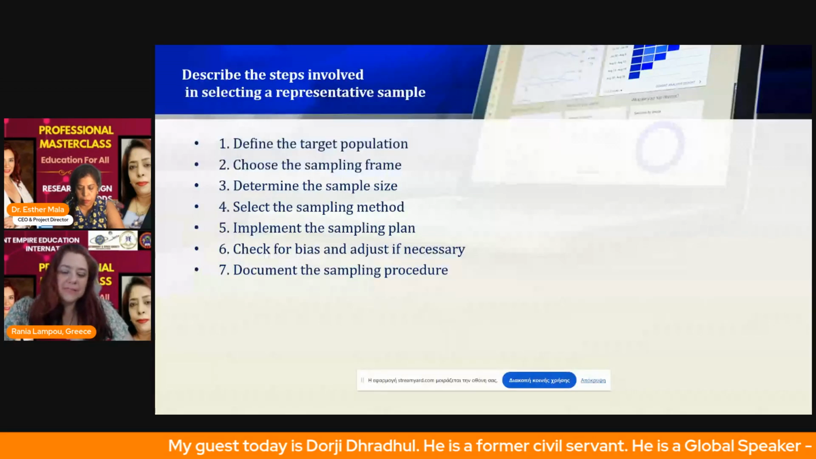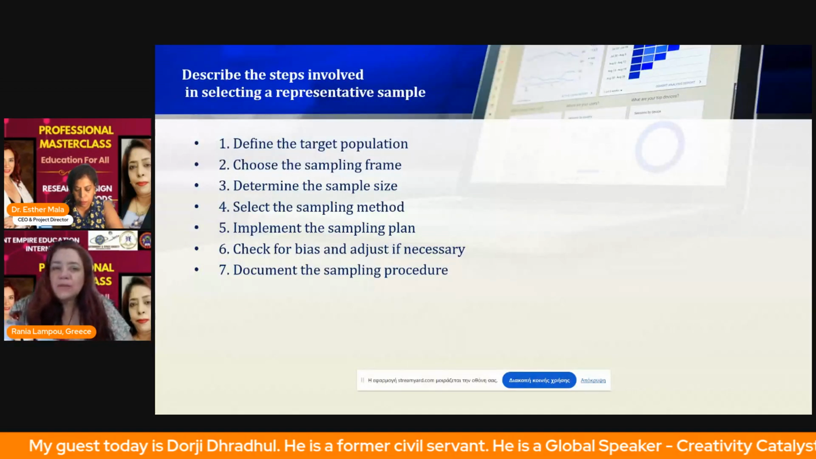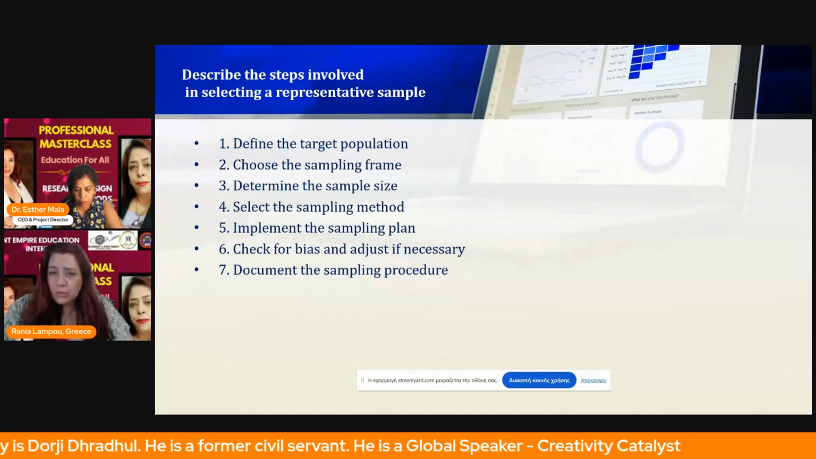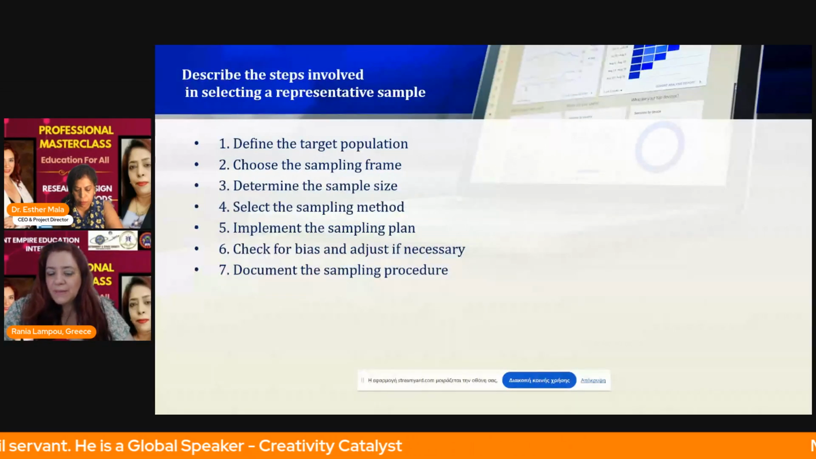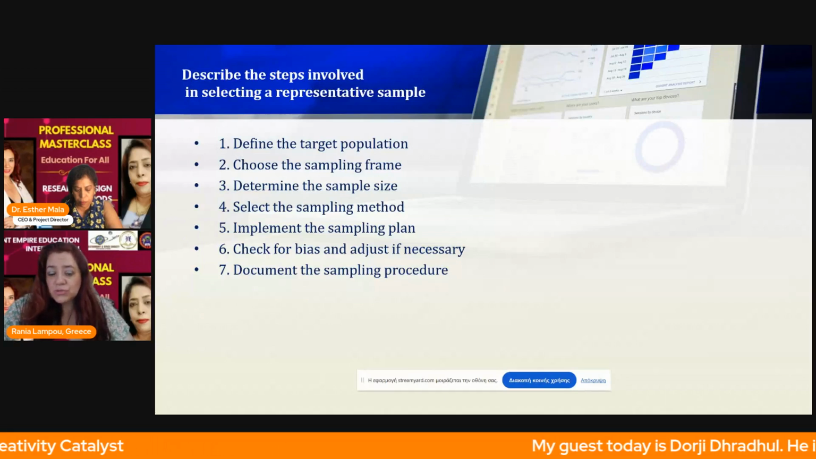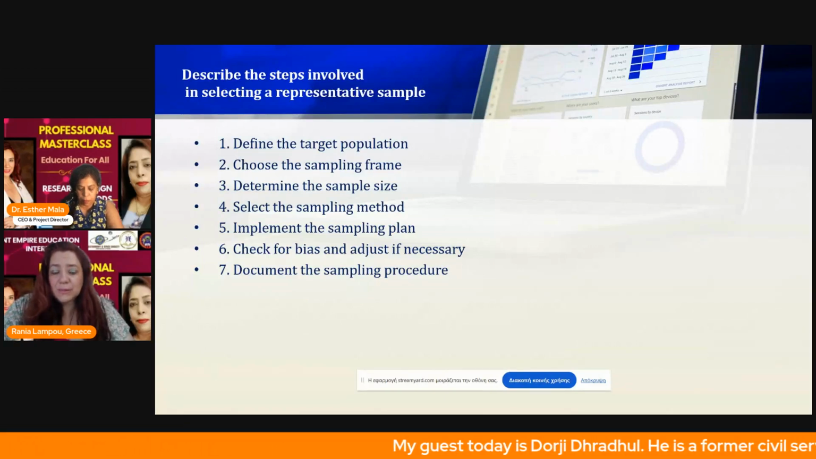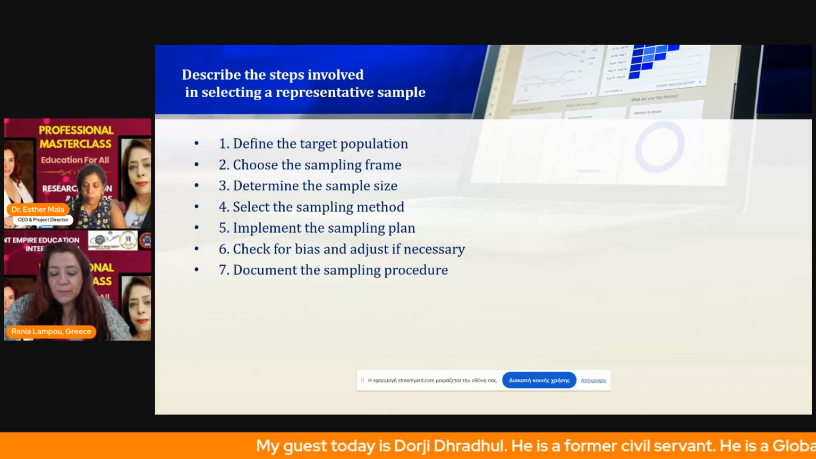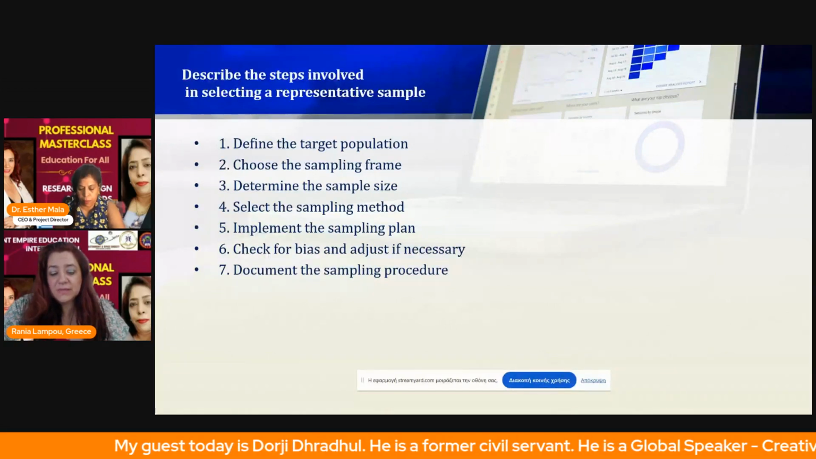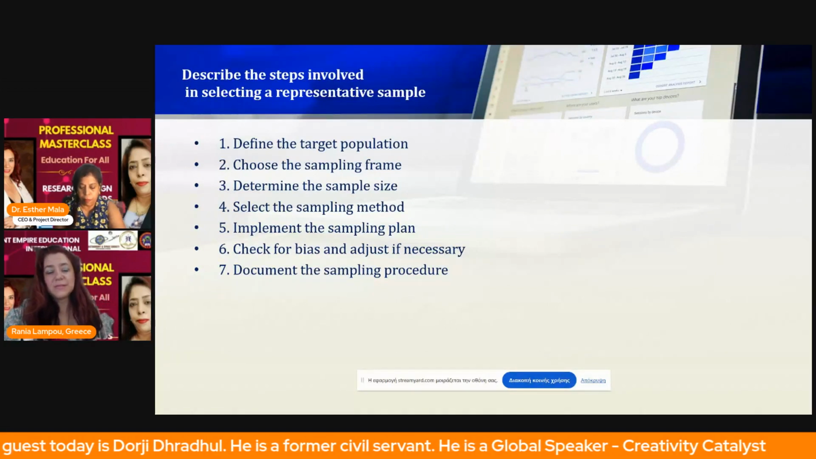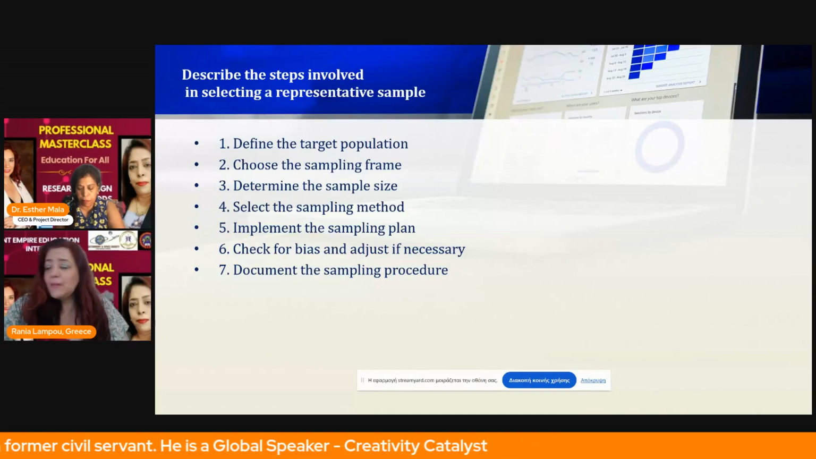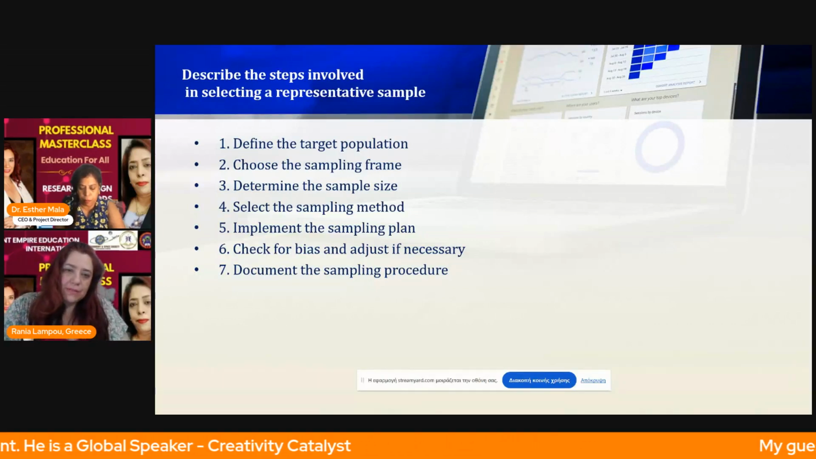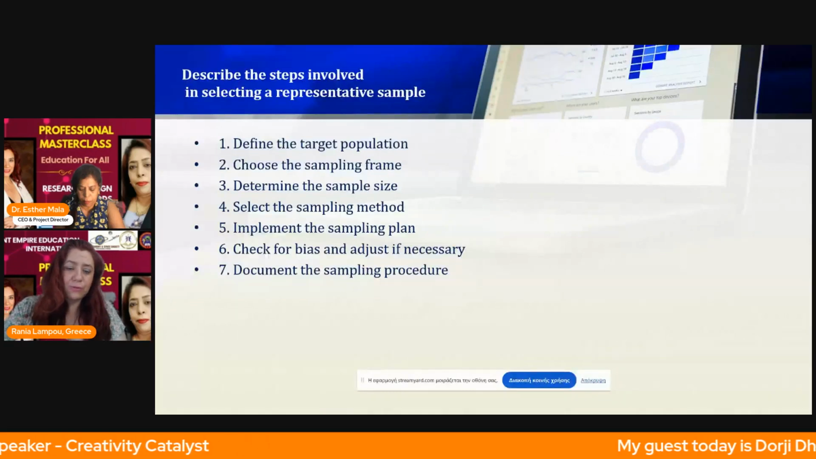Then you determine the sample size. Decide how many participants you need. And why is this important? Because a sample that is too small may not be reliable, too large may waste resources, and we need to use statistical formulas to determine the appropriate size based on population size, margin of error, confidence level, and of course, expected variability. Then we select the sampling method.